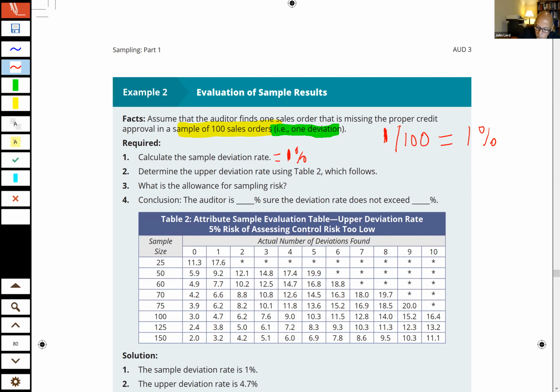Now we look at the table and determine from the table the upper deviation rate. I don't recommend that you write on the table, but we're on the right table. It's the 5% table. Sample size is 100, and we found one deviation. This is telling us the upper deviation rate is 4.7%. So what are they saying to us here? They're saying, be careful. It's a sample, and the sample could be wrong. So we're going to give ourselves a cushion as to how high this deviation could actually go.